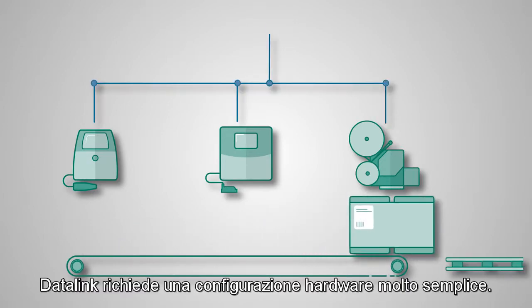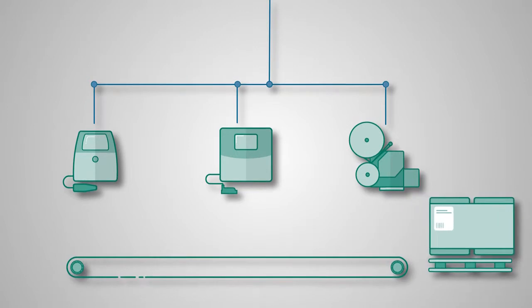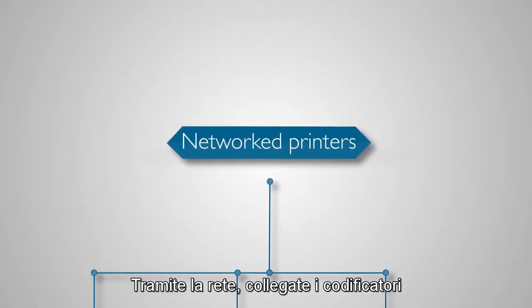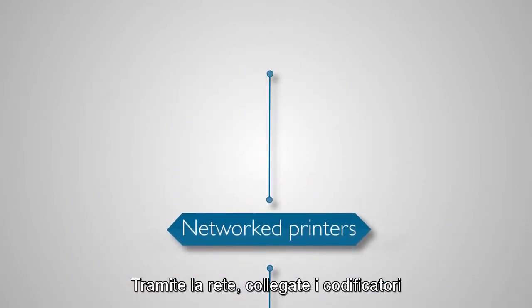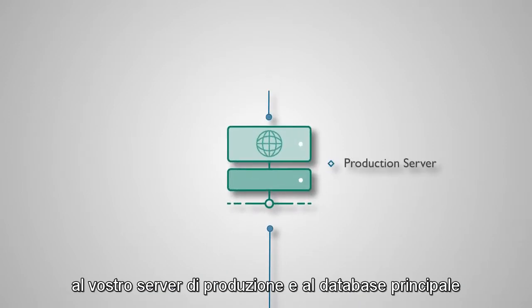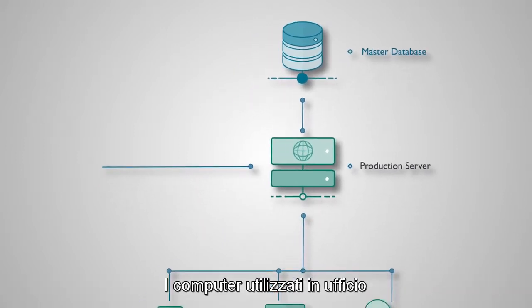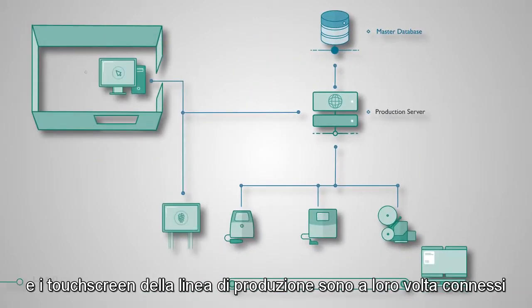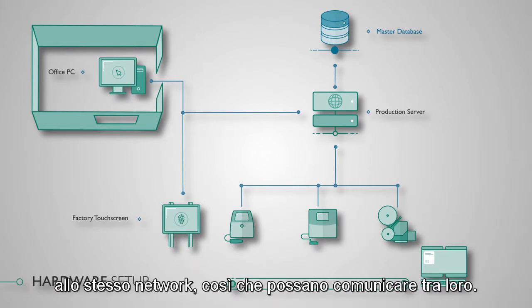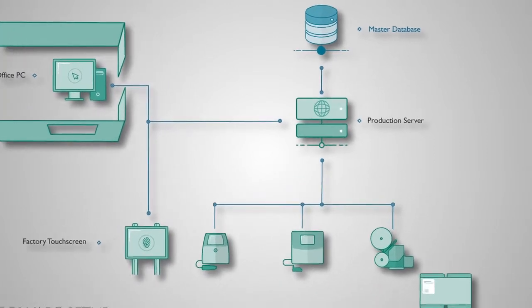Datalink involves a simple hardware setup. Simply connect the coders via a network to your production server and master database of product tables, ingredients lists, and production orders. Office computers and factory touchscreens are also connected onto the same network, meaning they can all communicate.